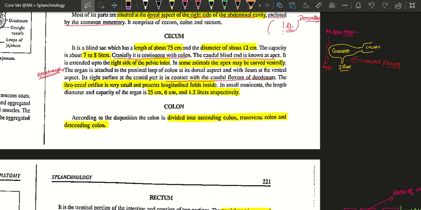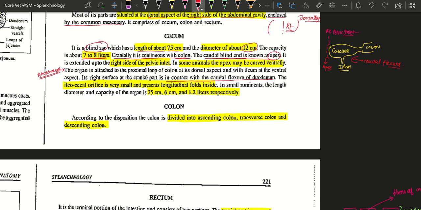Now coming to the cecum. The cecum is a blind sac with a length of about 75 centimeter. The length of the cecum is about 75 centimeter and its diameter is about 12 centimeter. And if we talk about the capacity, because the cecum is quite a large sac-like structure, it has a capacity of 7 to 8 liters in the larger animals. Cranially it is continuous with the colon, and the caudal blind end is known as the apex.